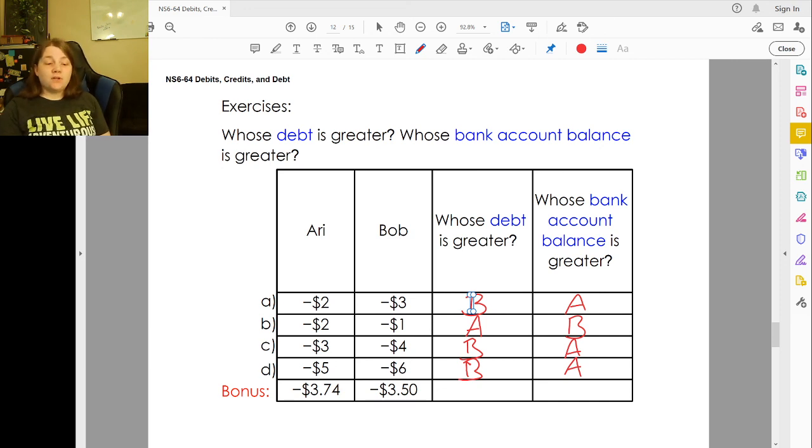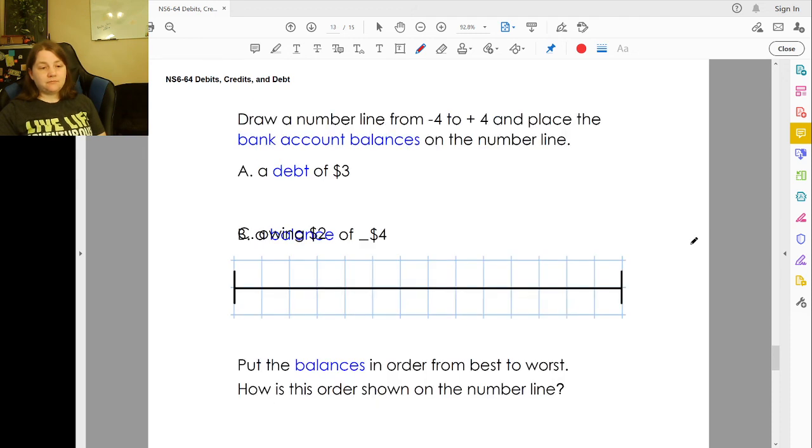When we look over here, Ari owes $3.74. That's how much Ari has to pay back. Bob has to pay back $3.50. Bob has less to pay back than Ari. Ari actually has the greater debt here. Well, that's kind of difficult to read.